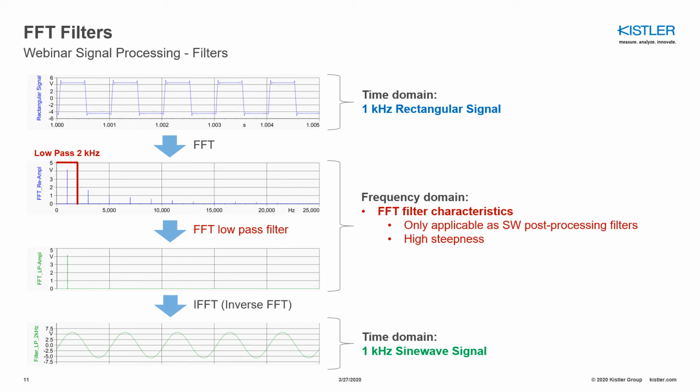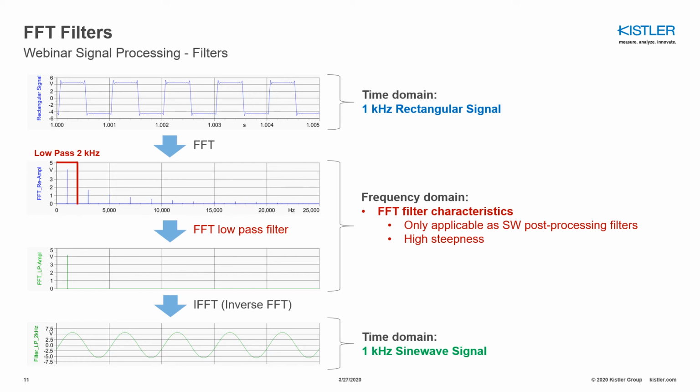So we start with this rectangular signal in the time domain, and as a first step we are going to transfer this time domain signal into the frequency domain by an FFT transformation. What we end up with is the frequency spectrum of this 1 kHz rectangular signal. You can see the most dominant frequency, the fundamental frequency of the 1 kHz rectangular signal is the 1 kHz frequency, and then you see all these harmonics at 3 kHz, 5 kHz, 7 kHz, and so on.